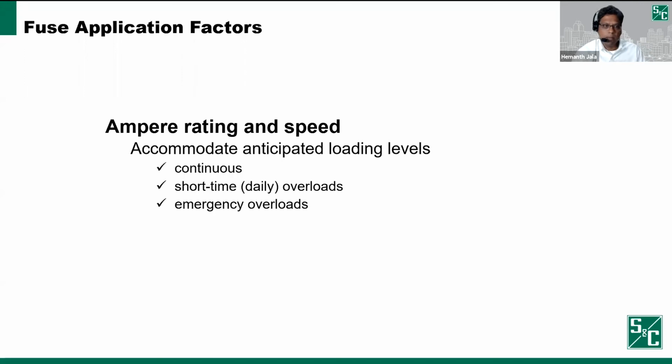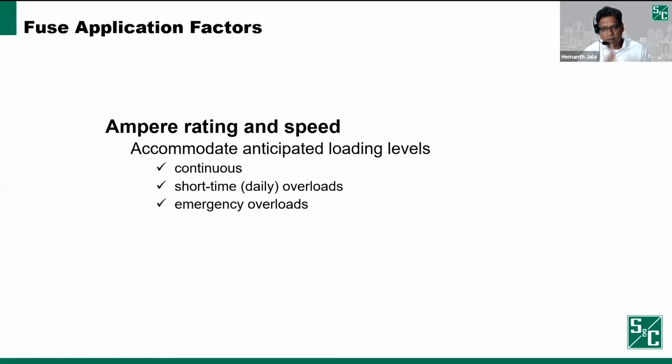The next one, when it comes to fuses, is ampere rating and speed. Ampere rating is basically the continuous current rating, and you want to make sure that the fuse can handle the continuous current on a regular basis. And usually there's an overload. Sometimes you'll have a little bit more current flowing through, not overcurrent, not fault current, but overloads where all of a sudden a lot more load comes into play and you're pulling in a lot more current. You want to make sure that the fuse you're selecting will not operate for these daily overloads.